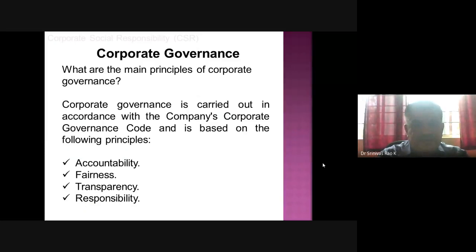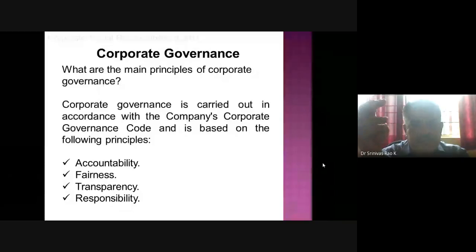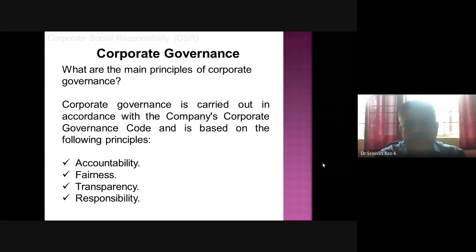Now there are certain principles of corporate governance. I am giving all these because questions may come in any form. They may ask you to write advantages, pillars, or main principles of corporate governance, but it's all one, most of them. Principles again depend on accountability, fairness, transparency, and responsibility, the same thing we studied in the last slide. So these are more or less the same. Corporate governance is carried out in accordance with the company's corporate governance code and is based on the following principles, or pillars. Principles, pillars, same.